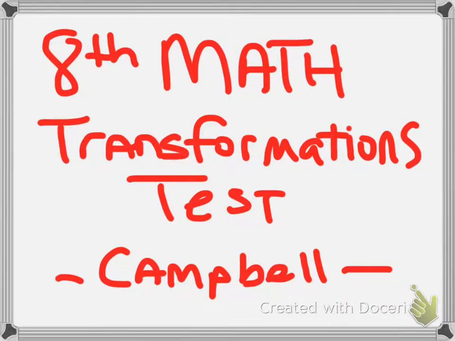C, each side length of the new pentagon A'B'C'D'E' is 2 times the corresponding side length of the original pentagon ABCDE. Or D, each side length of the new pentagon is 1/2 the corresponding side length of the original pentagon ABCDE.